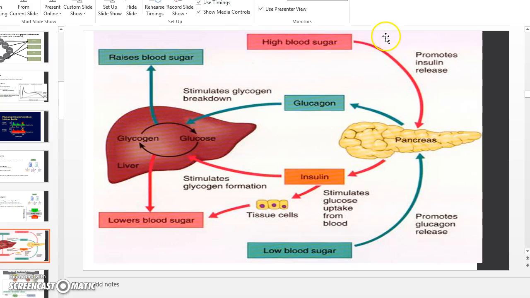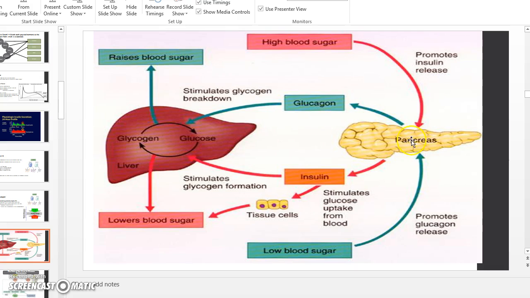So let's say that our blood sugar is really low. This stimulates our pancreatic alpha cells to secrete glucagon. This is going to promote the production of glucose from the stored glycogen within the liver, which is going to result in raised blood sugar. This also might stimulate your peripheral tissues to release free fatty acids that will also come into the liver that will be converted into glucose and released into the bloodstream.